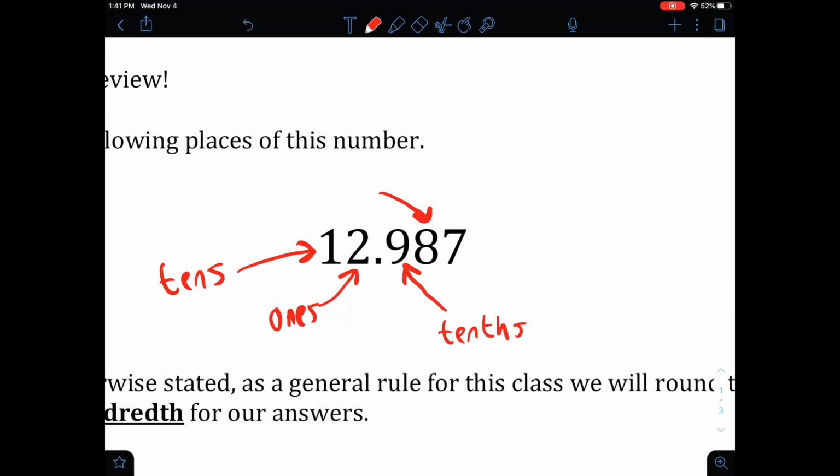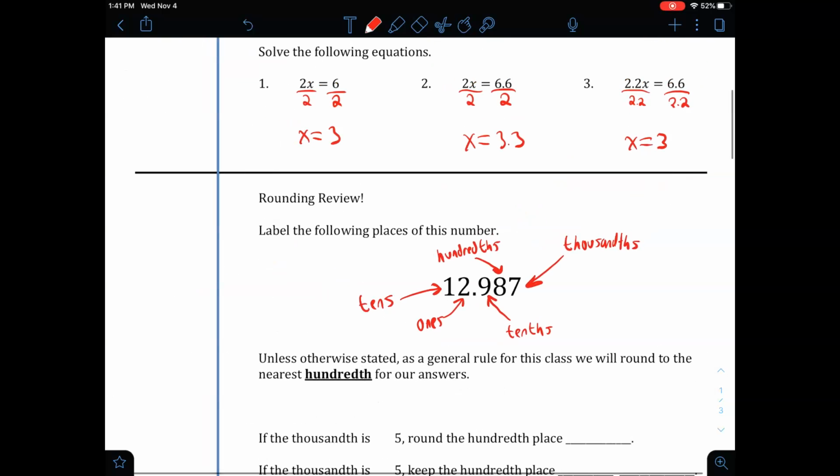Then we have the 8, which is the hundredths. And we have the 7, which is the thousandths. Okay? So that should be a review from middle school stuff. Those are important.